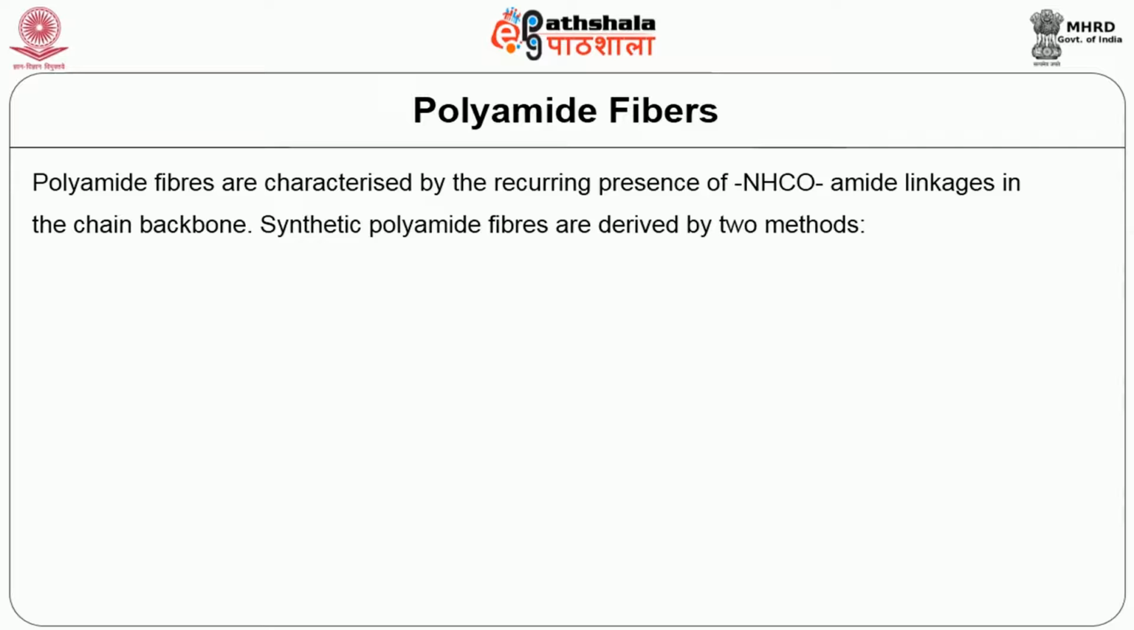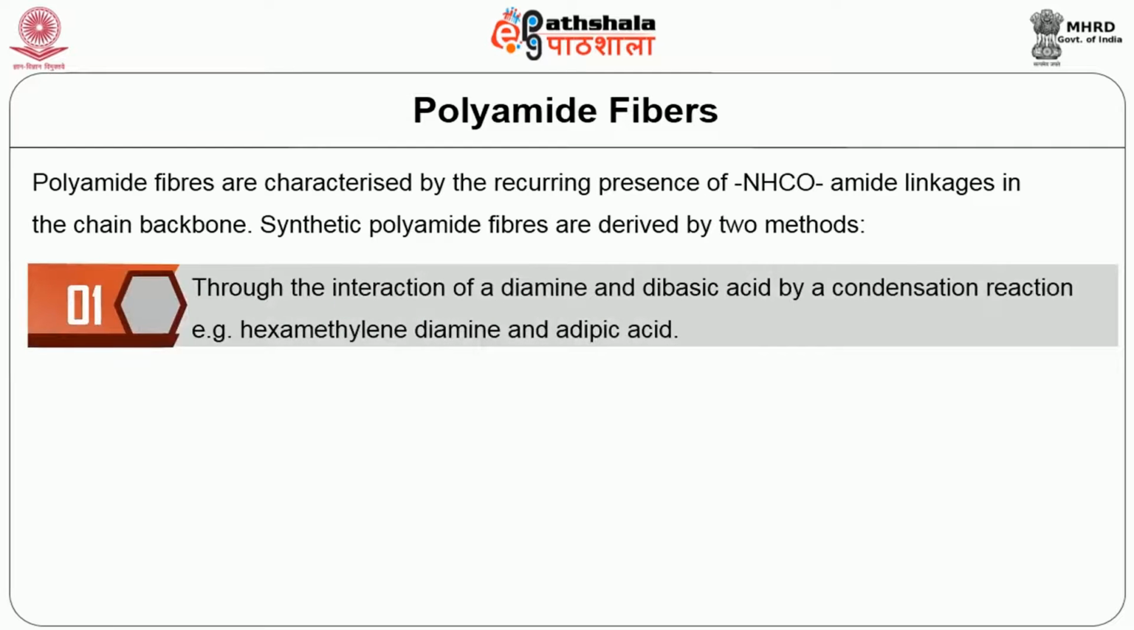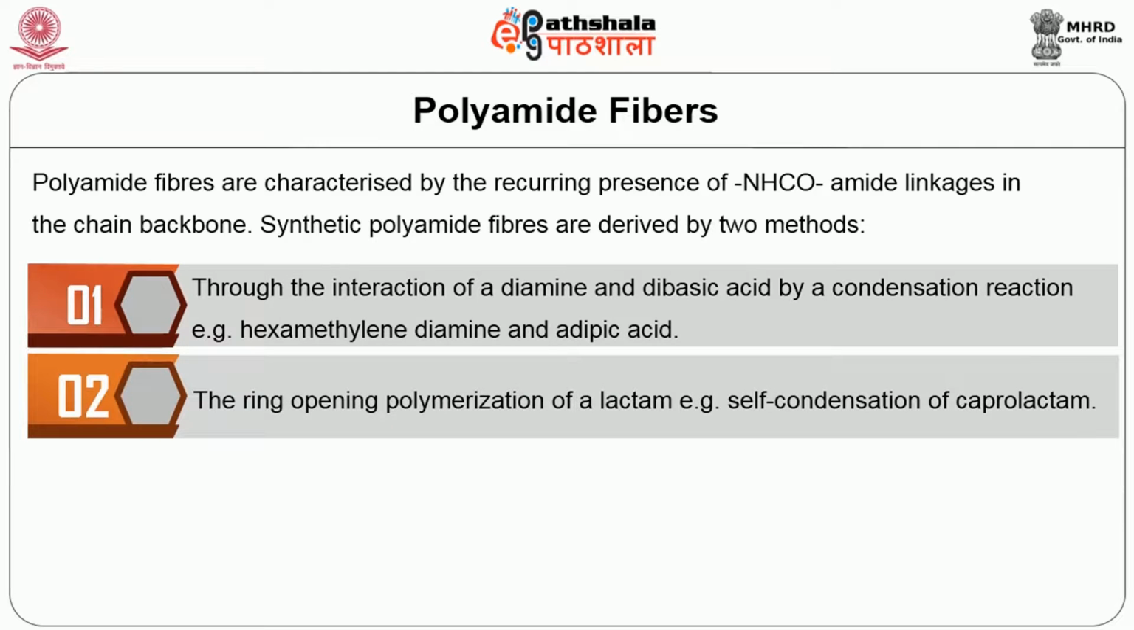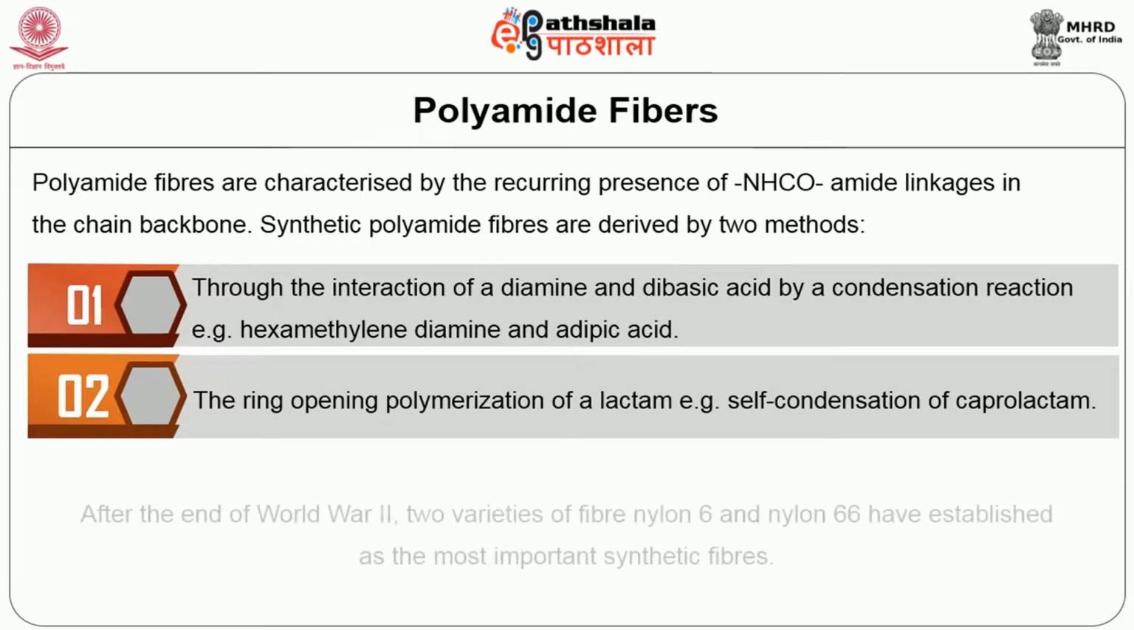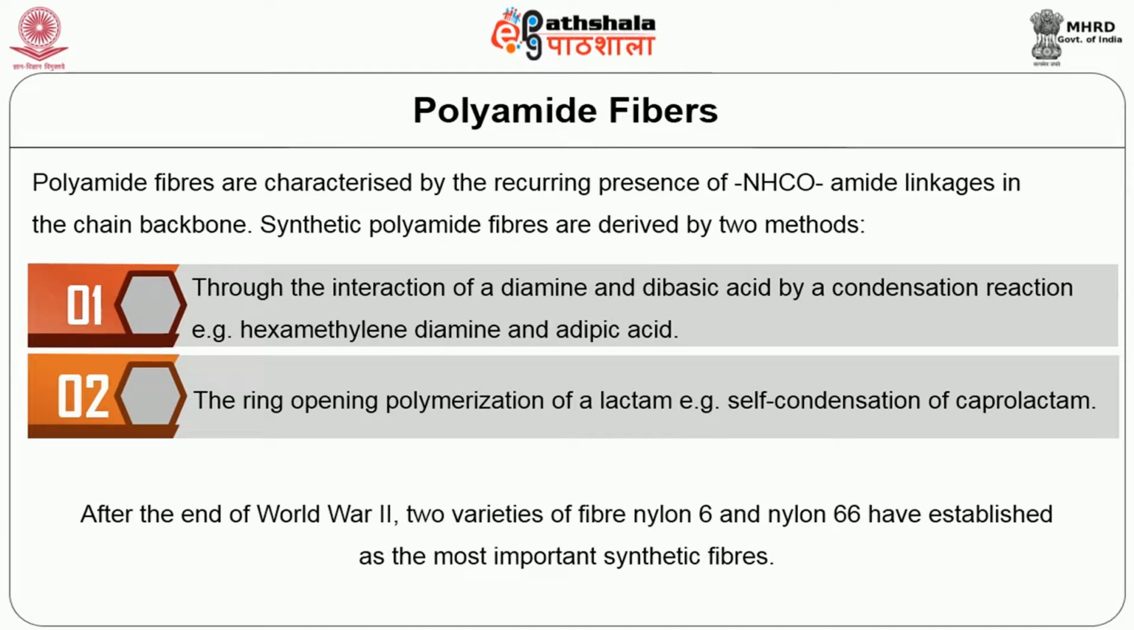Synthetic polyamide fibers are derived in two ways. The first one is through the interaction of a diamine and a dibasic acid by the condensation reaction of, for example, hexamethylene diamine and adipic acid. And the second technique is the ring opening polymerization of the lactam, that is, the self-condensation of caprolactam. After the end of World War II, two varieties of nylon fibers were produced, that is nylon 6 and 6,6, which are established as the most important synthetic fibers in the textile industry.